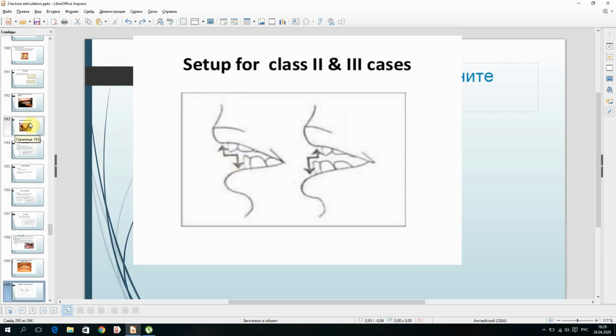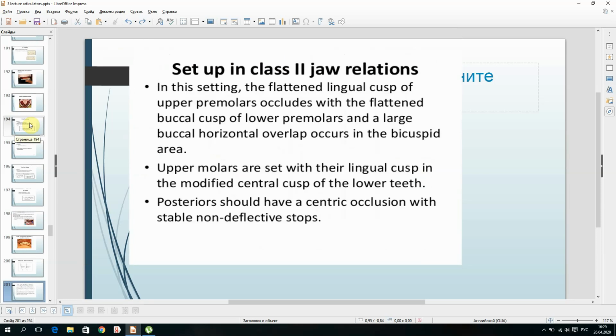Setup for class 2 and 3 cases. Setup in class 2 jaw relations: in this setting, the flattened lingual cusp of upper premolars occludes with the flattened buccal cusp of lower premolars, and a large buccal horizontal overlap occurs in the bicuspid area. Upper molars are set with their lingual cusp in the modified central fossa of the lower teeth. Posteriors should have eccentric occlusion with stable non-deflective stops.